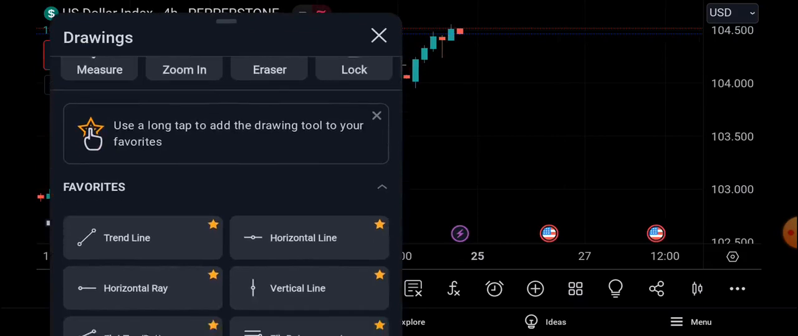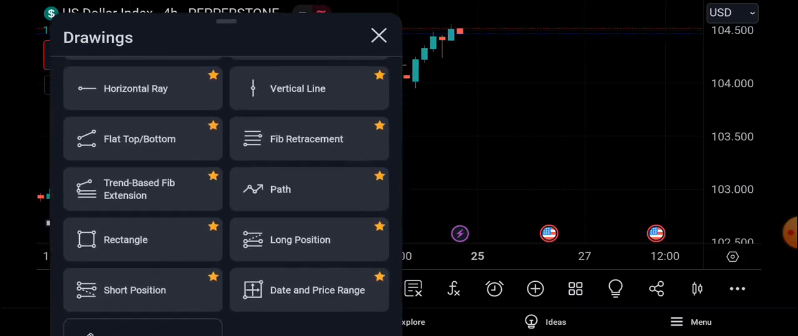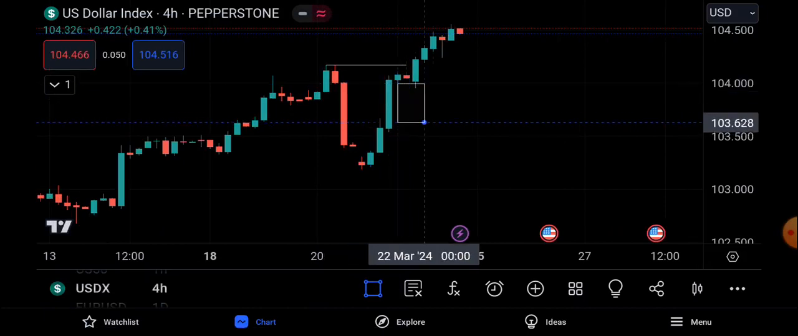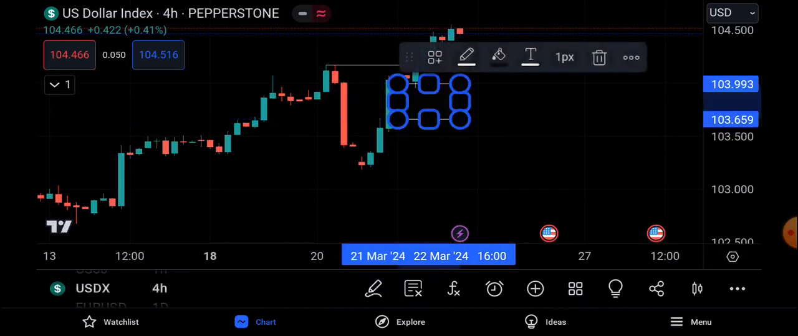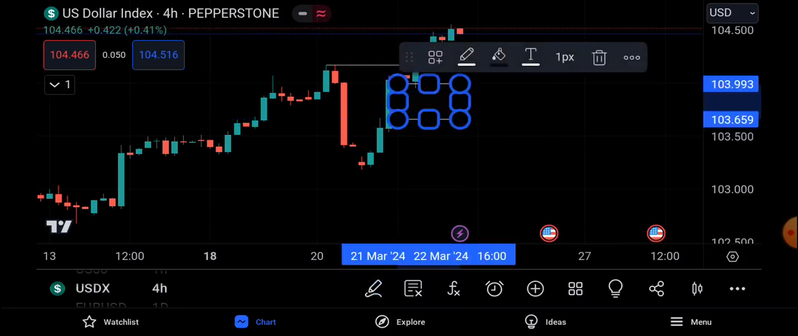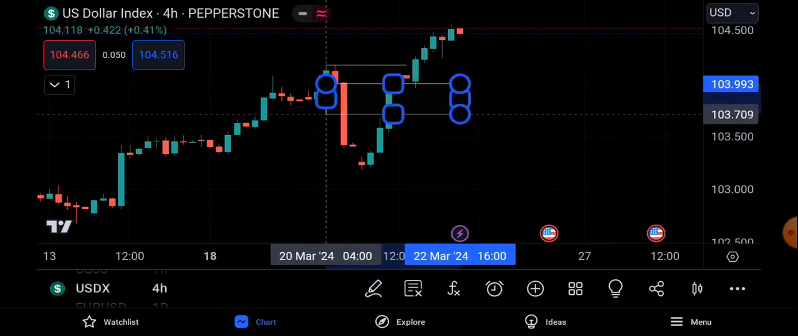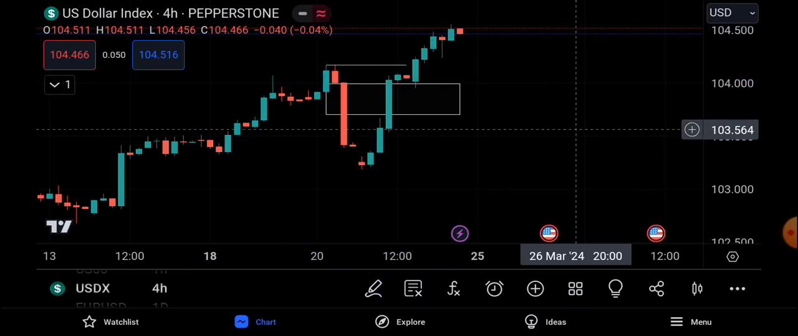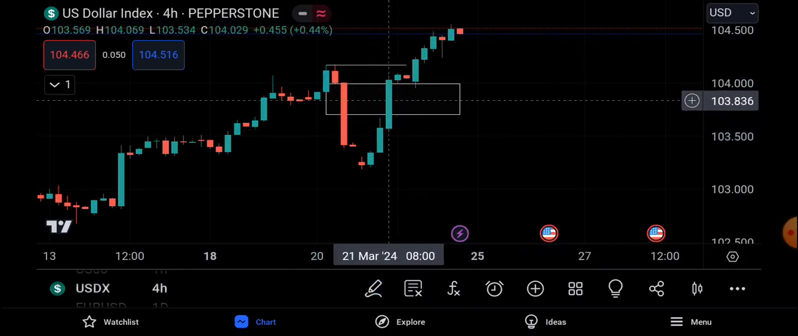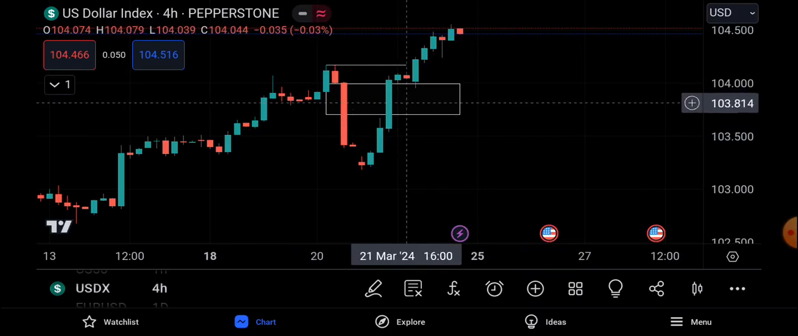Next thing I'm looking for is fair value gaps. We have two, but I will mark this one out to there. Should I extend this? Yes, I should, like that. The reason I'm extending it to that side as well is we have a fair value gap on this leg and we have a fair value gap on this leg. Therefore, this is an inverse fair value gap.